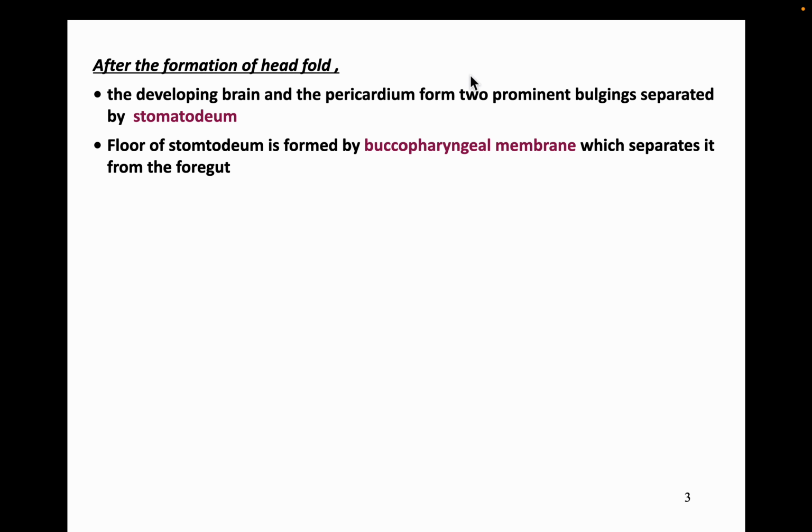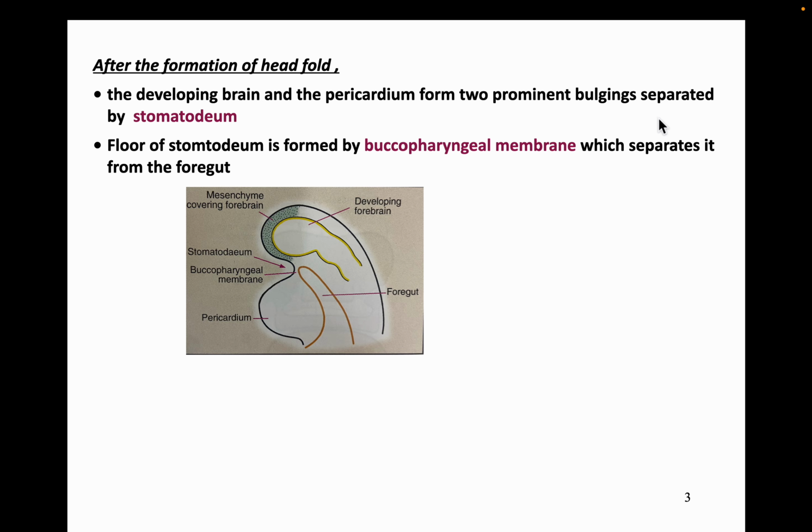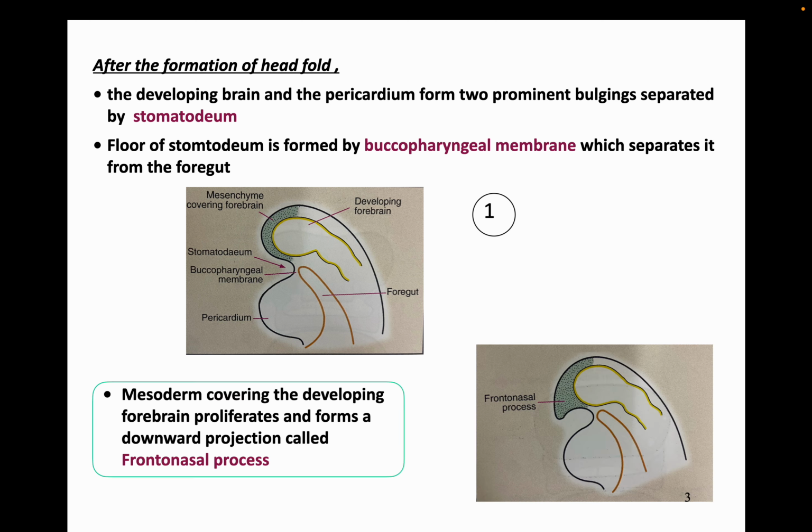Now how this development is happening, we will discuss that. After the formation of the head fold, the developing brain and the pericardium form two prominent bulgings separated by the stomatodeum. The floor of the stomatodeum is formed by the buccopharyngeal membrane, you can see in the diagram, which separates it from the foregut. Now what happened next to it? The second step is the mesoderm covering the developing forebrain proliferates and forms a downward projection called the frontonasal process.